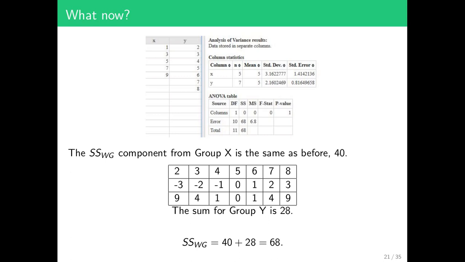Now, the sum of the squares for group Y is going to be 28. So group Y is 2, 3, 4, 5, 6, 7, 8, and you can see the calculations down below. So 9 plus 1 is 10. You've got two of them, that's 20, and 2 4s gives you 28. Okay, add that to the 40 and we've got 68, which is what StatCrunch said. So we're okay.